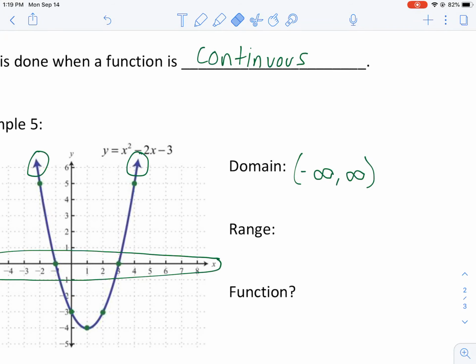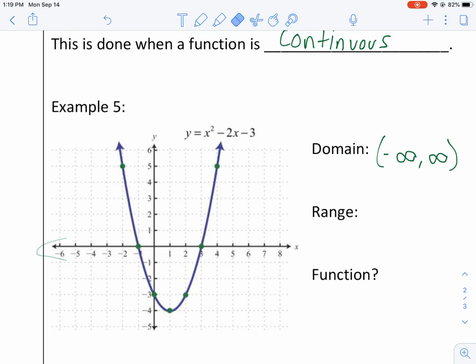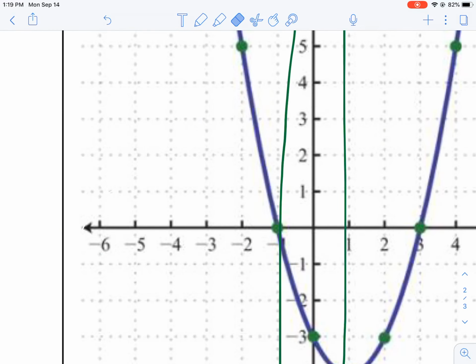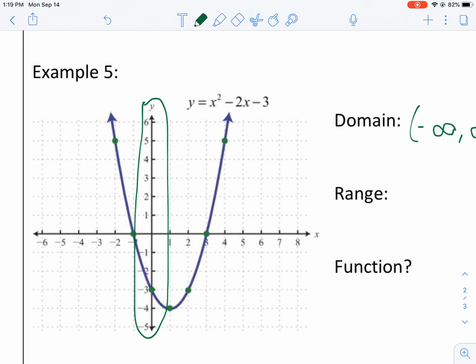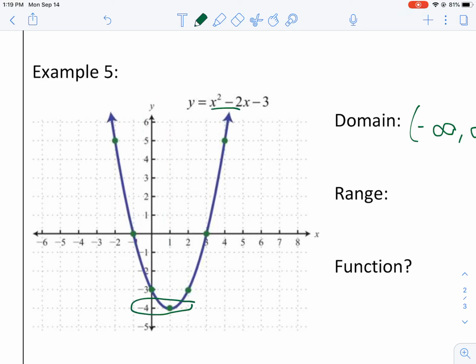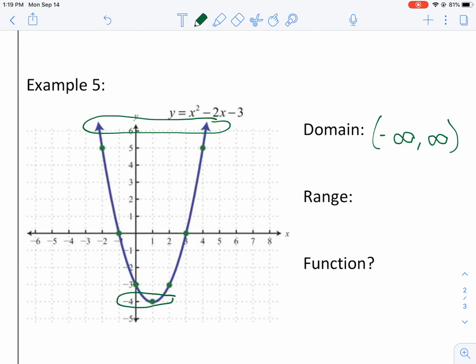All right. For range, you are looking at the y-axis. And for range, you only care about up and down, right? The y values are up and down. So we want to look at the bottommost part of the graph, which is right here, and then the topmost part of the graph, which is up here. So range, you write from bottom to top, because you always write smallest value first.